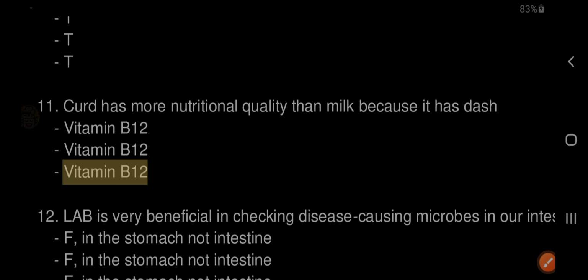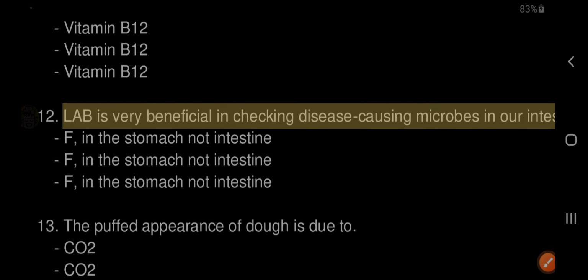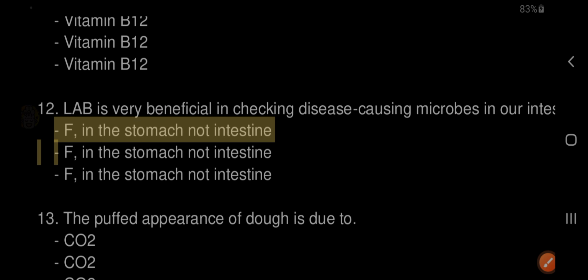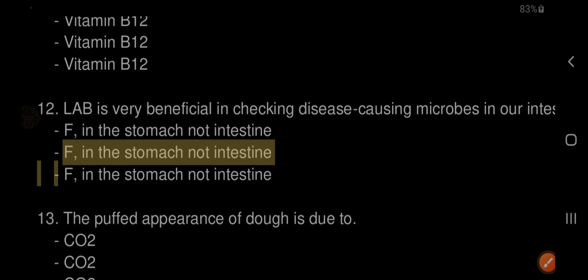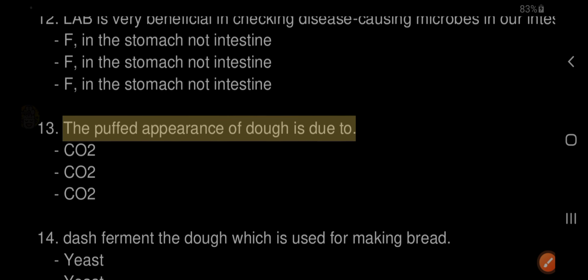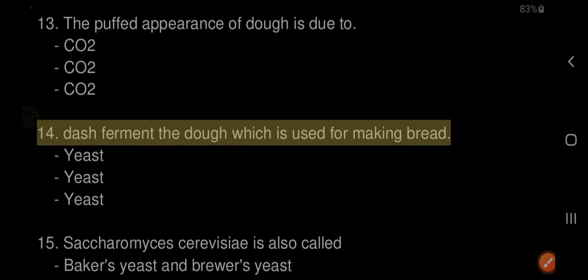12. LAB is very beneficial in checking disease-causing microbes in our intestines. False. In the stomach, not intestine. 13. The puffed appearance of dough is due to CO2. 14. Yeast ferment the dough which is used for making bread.